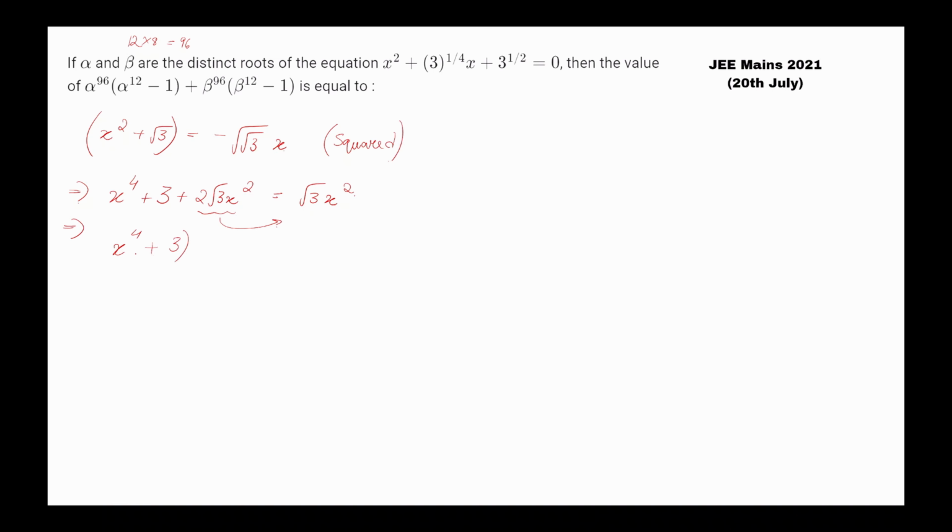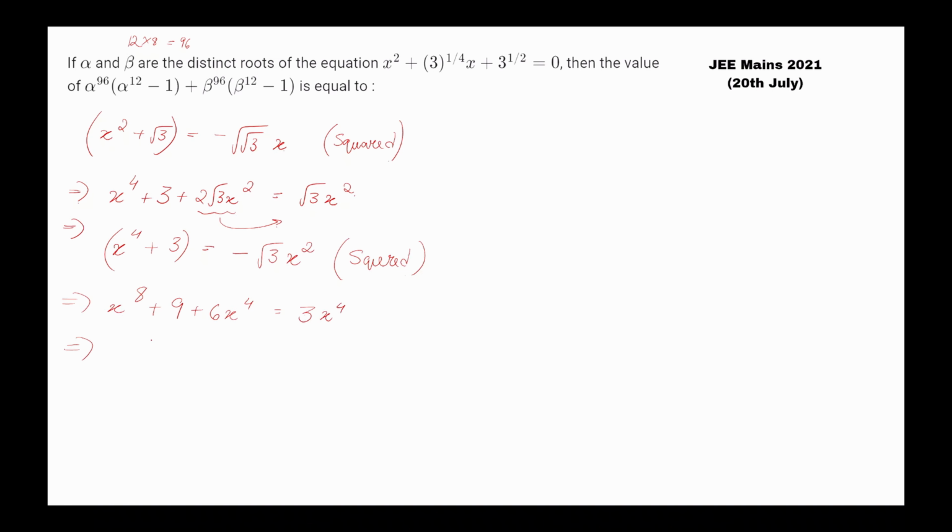Plus 3 is left here, and here what are we going to have? Minus of root 3 x square. If I take this here, it would become minus, right? So again I square this entire equation. What do I get? x to the power 8 plus 9 plus 6x to the power 4. This is equals to 3x to the power 4.